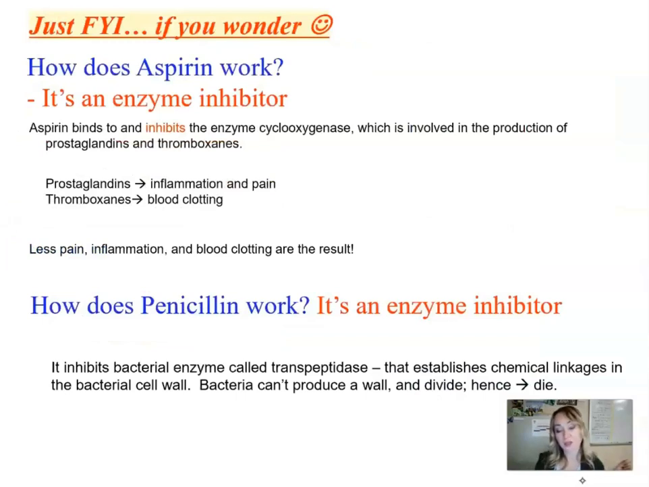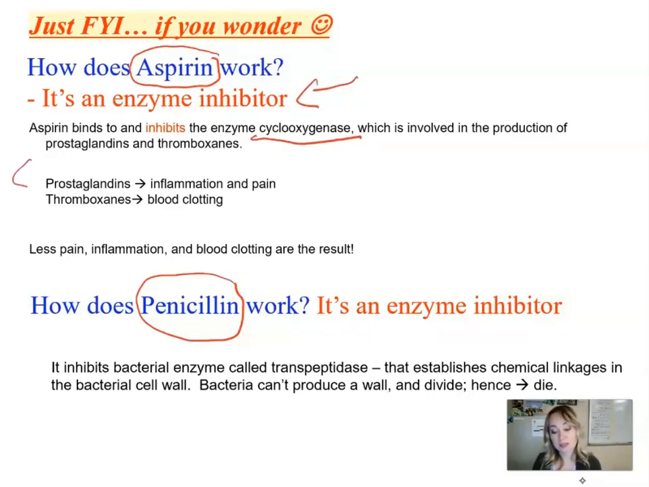And the last piece of information, I thought it was pretty cool because everybody has heard about aspirin and you have heard about penicillin, which is an antibiotic. So aspirin happens to be an enzyme inhibitor. So it inhibits a specific enzyme, and this enzyme is involved in the production of prostaglandins, and these guys are involved in producing inflammation and pain in the body. And then another one is thromboxanes. So these will lead to blood clotting. So if we inhibit this enzyme, this is what aspirin does, so it means we're going to eliminate those symptoms.